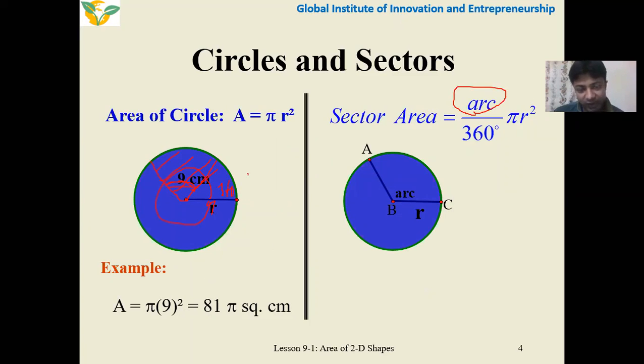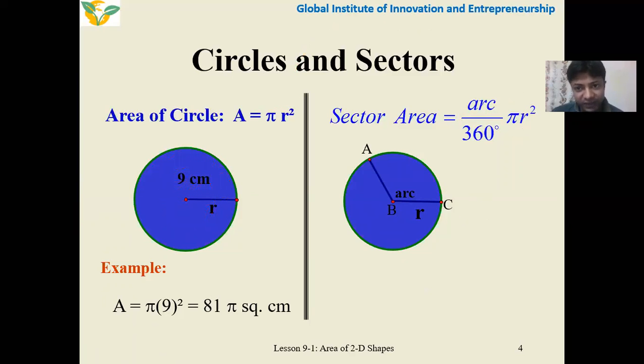This is 360 into pi r square. Okay, and if you calculate the area of the total circle by this formula, then you will put the angle made by the whole circle, as 360 is the total angle made by the whole circle. So you will say 360 by 360 into pi r square. So 360 will cancel out. Eventually you will get pi r square, which is the same as this result. Okay.